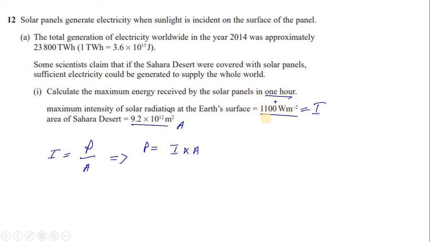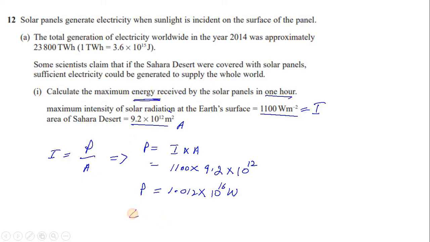Just multiply intensity 1100 times area 9.2 × 10^12. So P would be equal to 1.012 × 10^16 watt. This is power, and you need to find maximum energy.